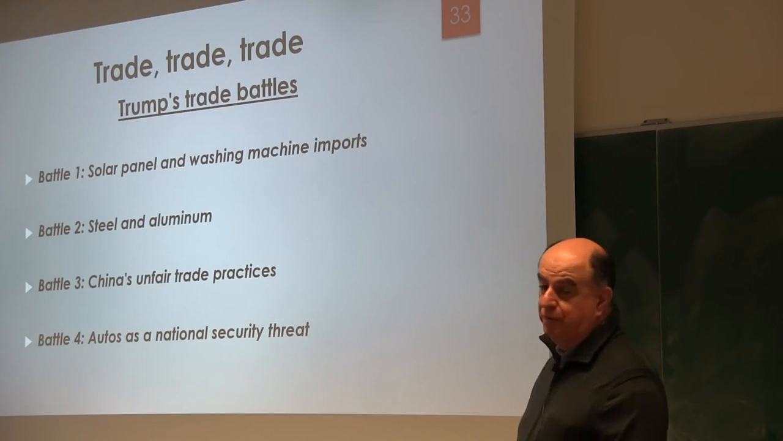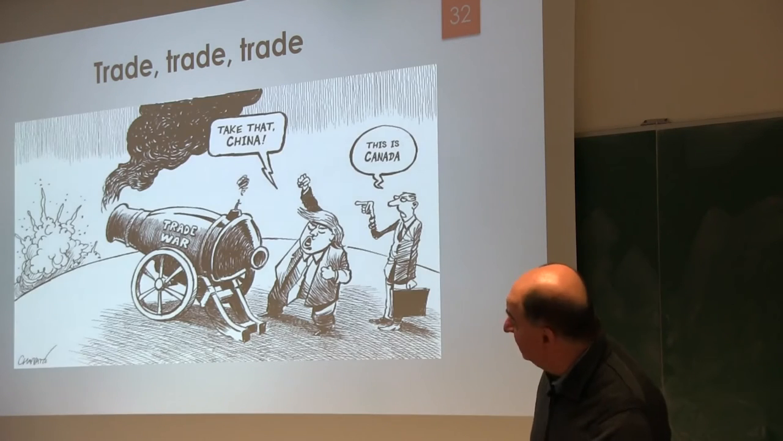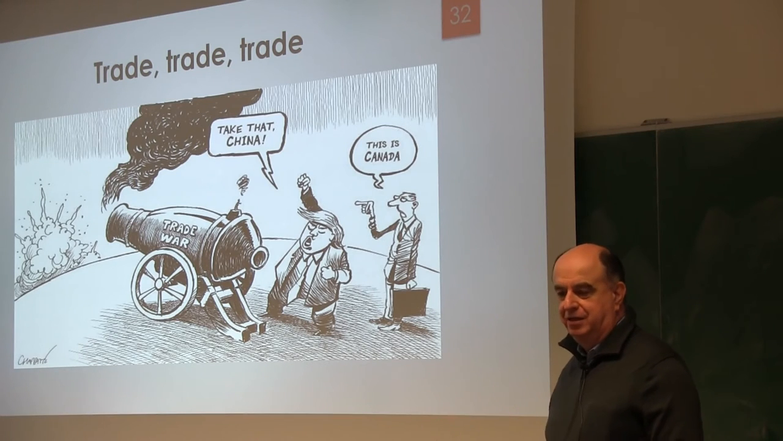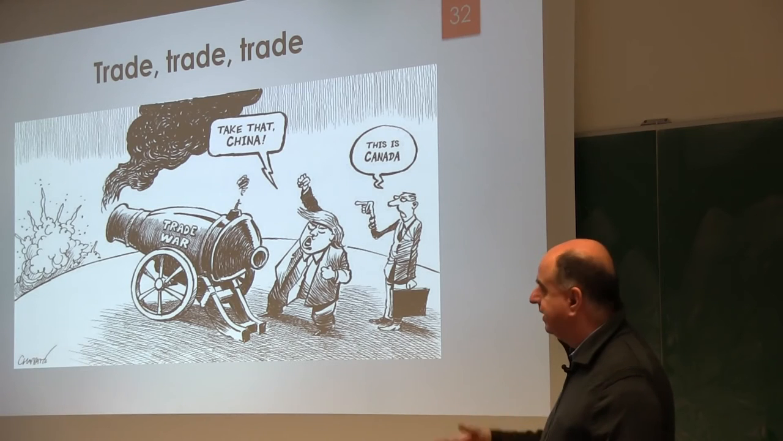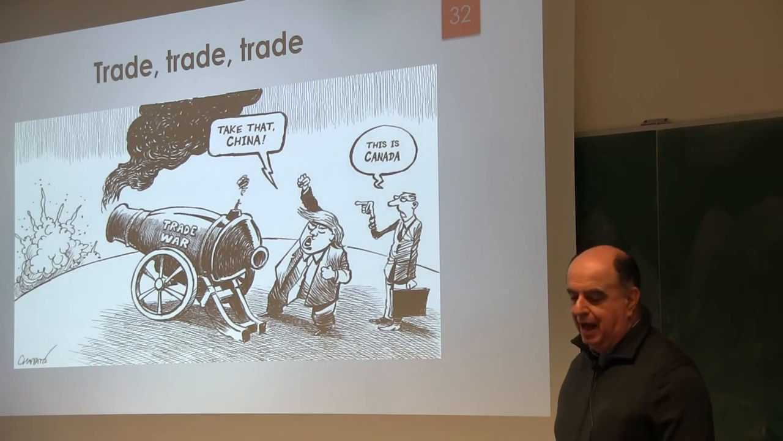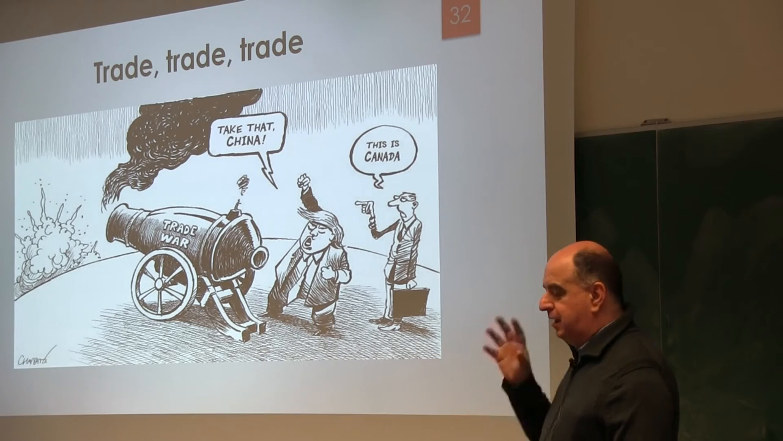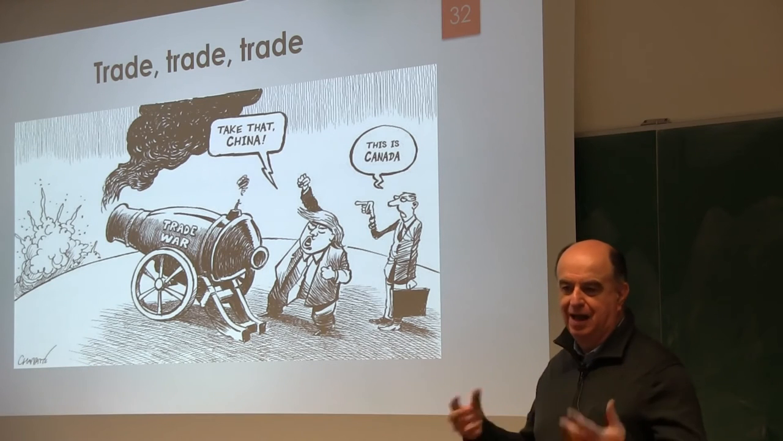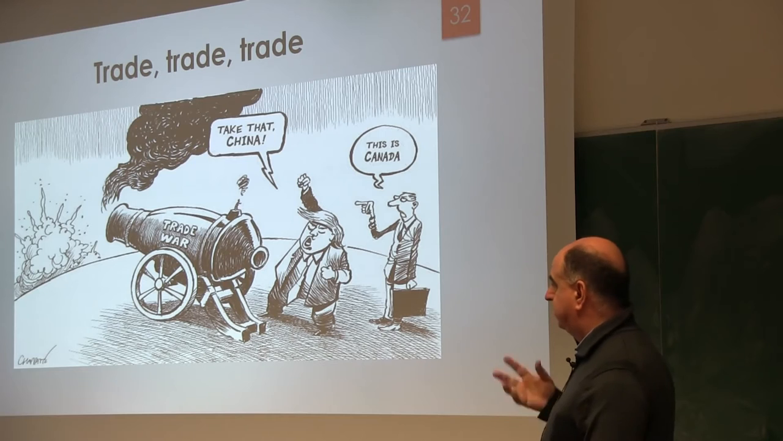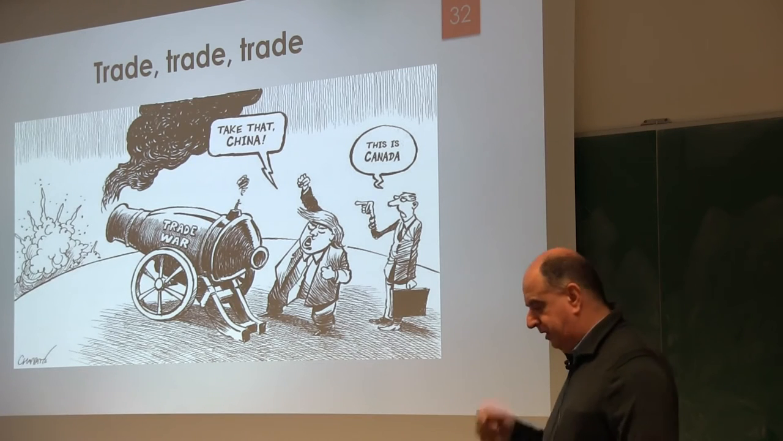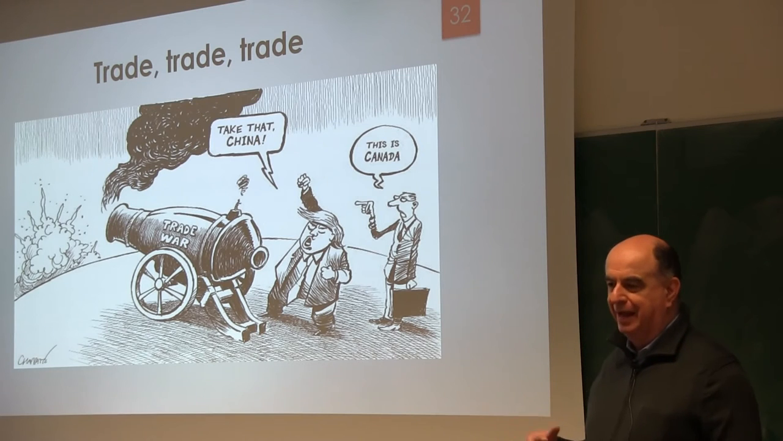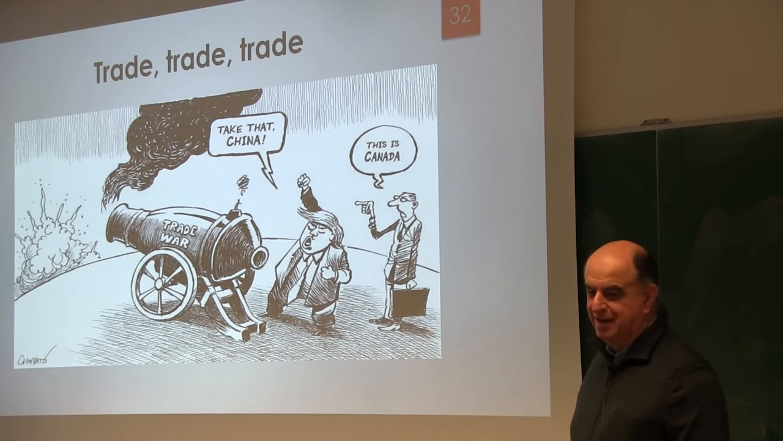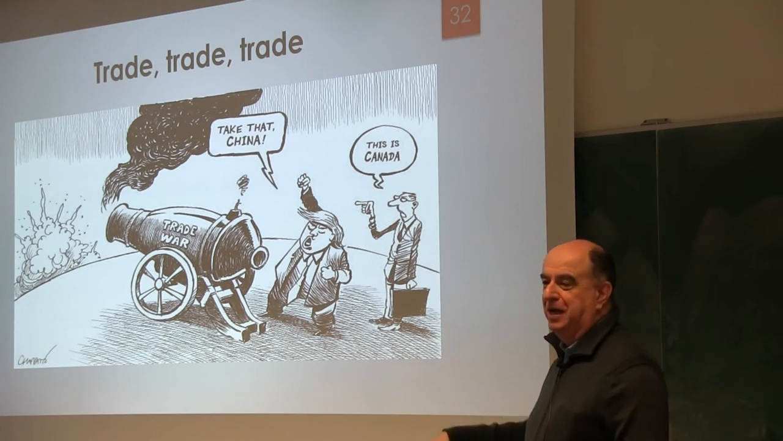The second battle is steel and aluminum. There is overcapacity by China in steel and aluminum that has been addressed, for instance, through the G20. But the United States invokes Section 232, that is national security, to say we have to limit our imports of steel and aluminum because we are hit by China. The only problem is that steel and aluminum in the United States are already hit by very strong anti-dumping policies, and therefore there is almost no import from China. But there is a lot of import from Canada, the European Union, and so on.